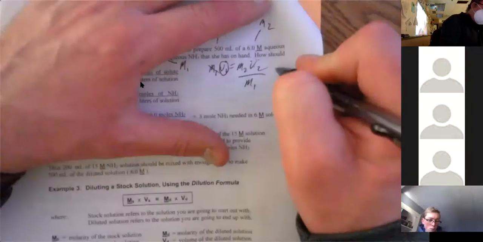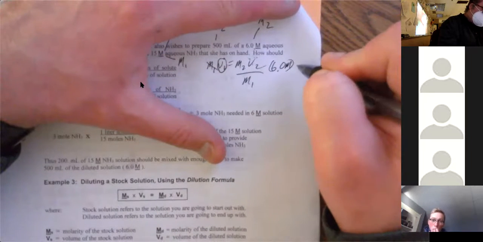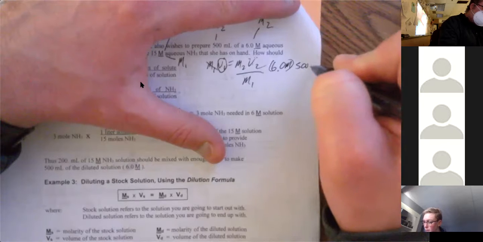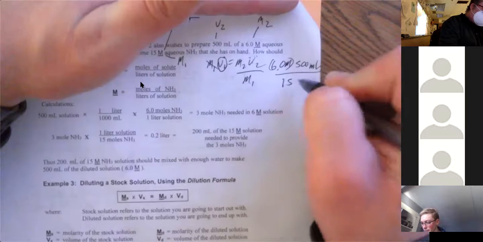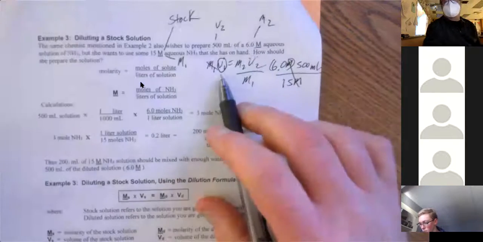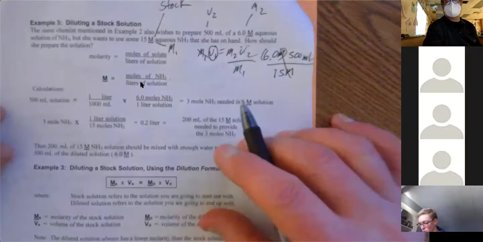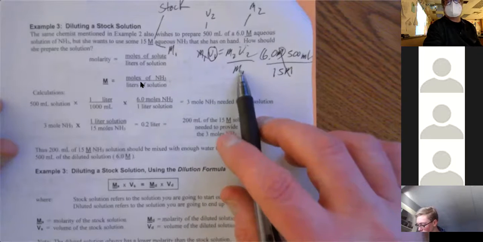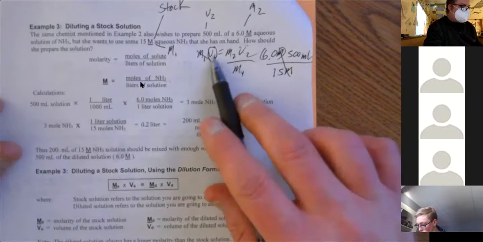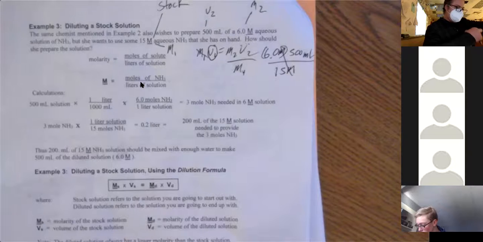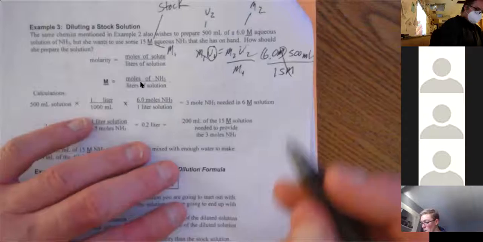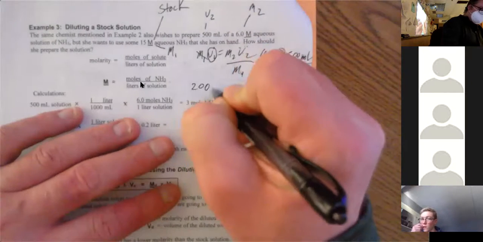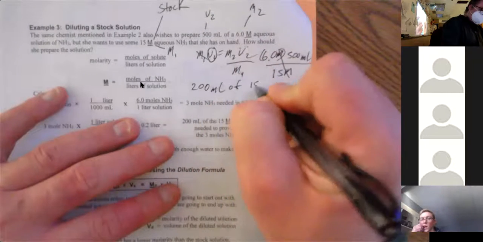So you can write all this in here. It doesn't matter what volume unit you have. You don't have to change that to liters because the molarities are going to cancel out, and we're fine with the volume in milliliters at the end. We only have to change it when we do molarity because it has to be moles per liter. We're not solving for molarity here, so we're fine with this volume. 6 times 500 divided by 15. It's 200. So I will start with 200 milliliters of the 15 molar stuff.